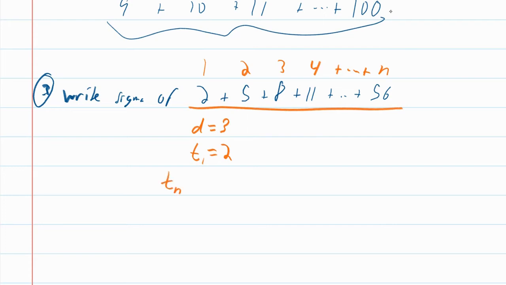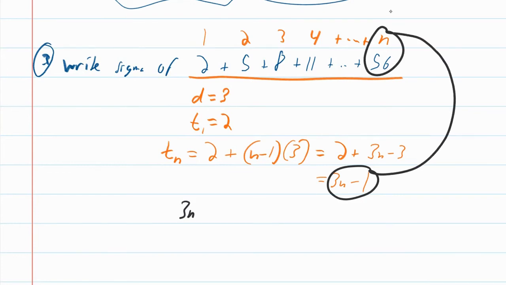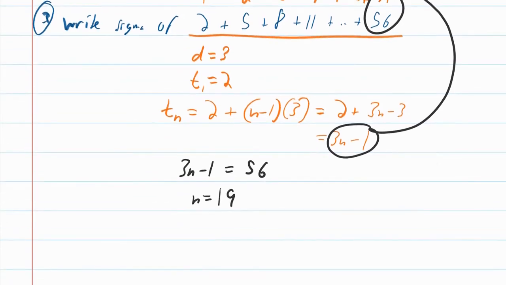So my formula is t of n is equal to t of 1 plus n minus 1 times the common difference. Don't forget to simplify that. I get 2 plus 3n minus 3, or 3n minus 1. That's the sequence formula. To figure out what n value goes with it, we're just going to set it equal to 56. 3n minus 1 equals 56. Add 1 and divide by 3, and I get n is equal to 19. So there are 19 terms there.